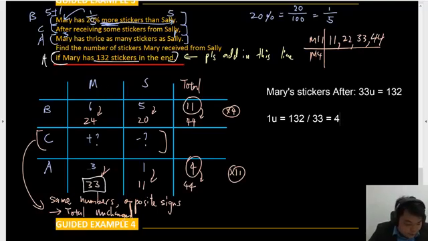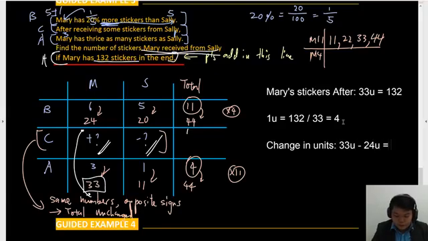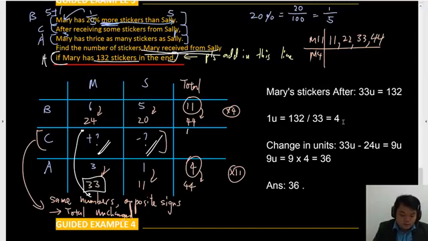Then now we need to find out the number of stickers that Mary received from Sally, which is this amount over here. To do that, we can see that the change in units will be from 33 units down to 24 units, so that's 9 units worth. And this change was what Mary received from Sally. So 9 units will simply be 9 copies of 4 to give you 36. So we can say that Mary received 36 stickers from Sally.